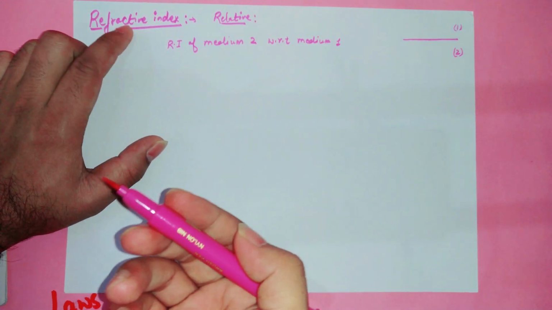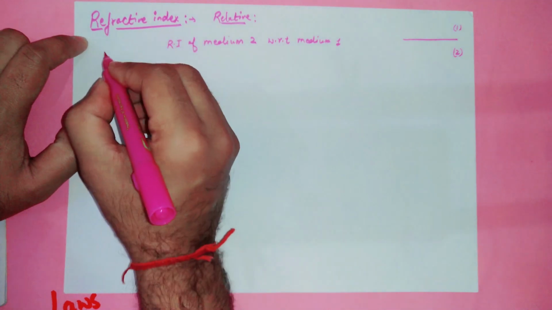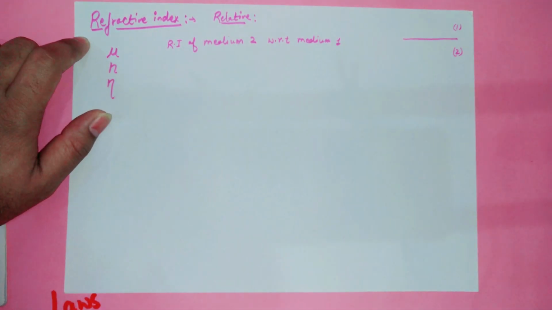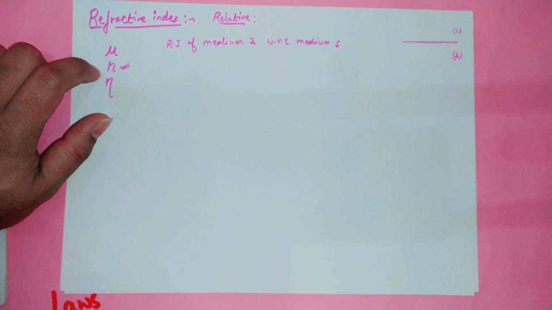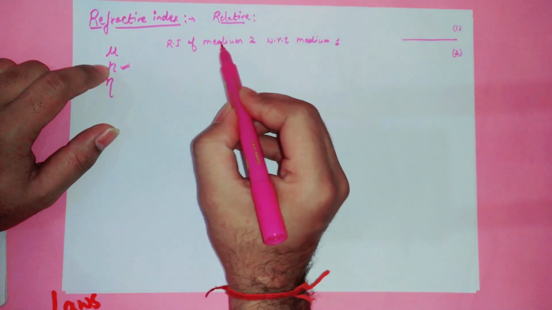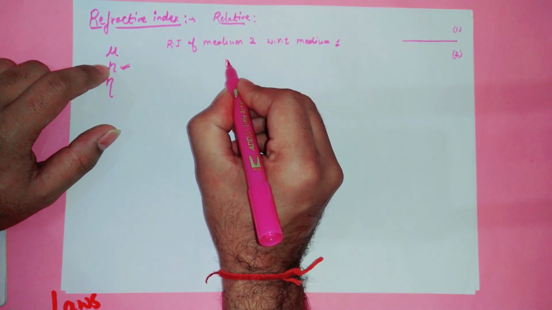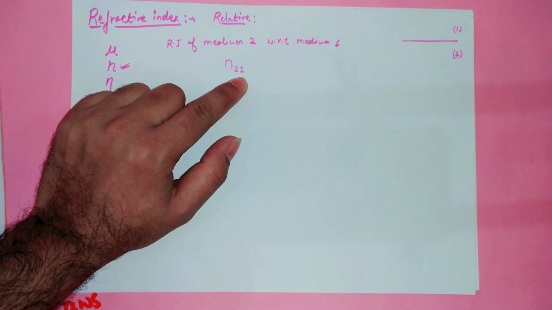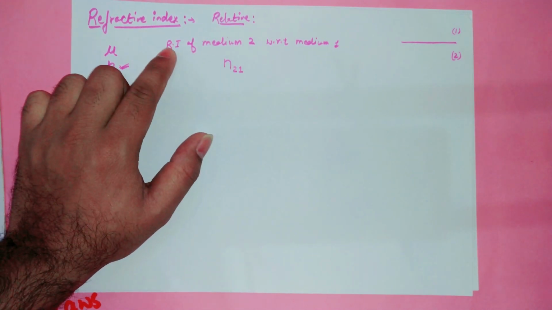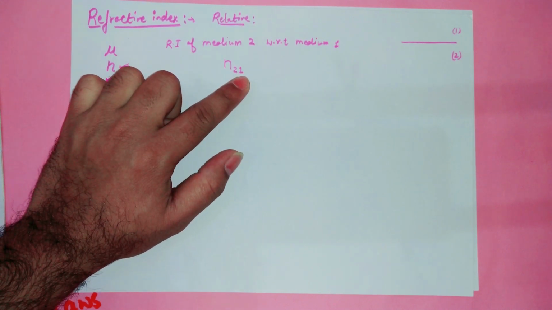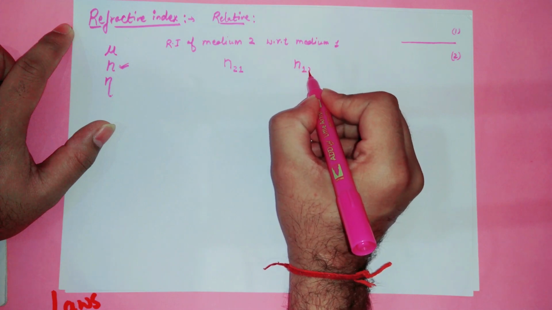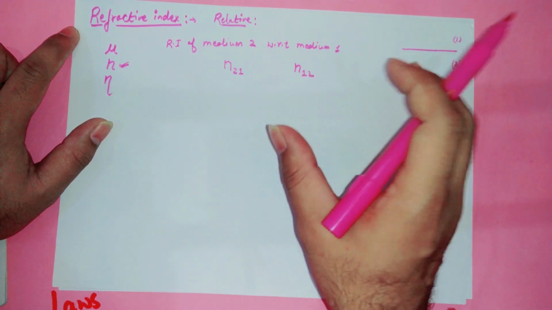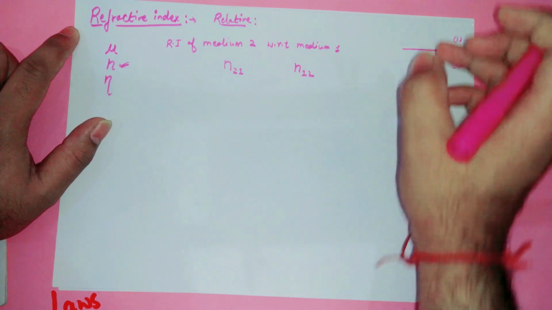Now what is the notation of refractive index? There are many notations, like mu, like n, or like eta. We will use this notation. So how will we write the refractive index of medium 2 with respect to 1? Simple, this is n21. What does n21 mean? n21 means the refractive index of medium 2 with respect to medium 1. And what is n12? n12 is the refractive index of medium 1 with respect to medium 2. Clear? So whenever we calculate the refractive index, we should always have two media.